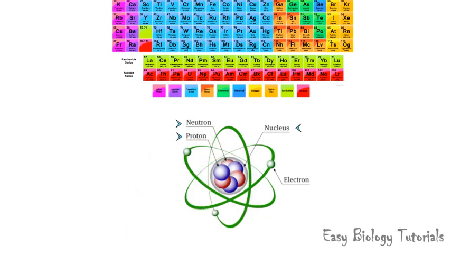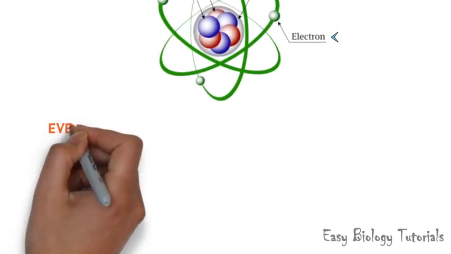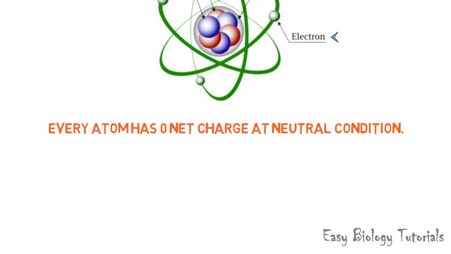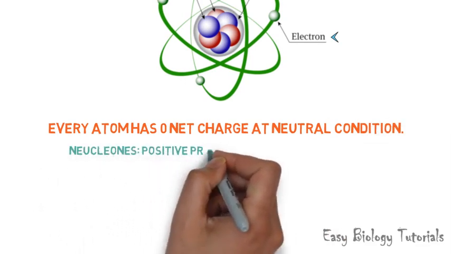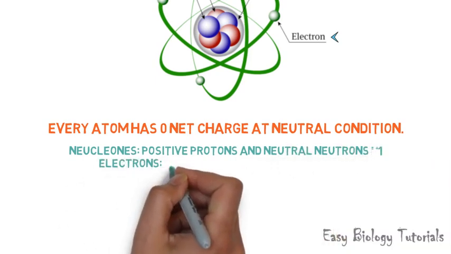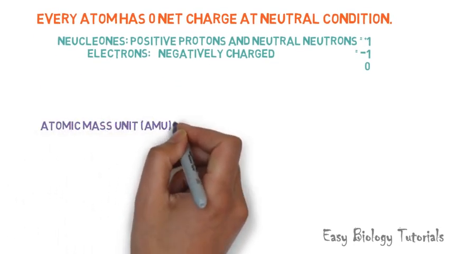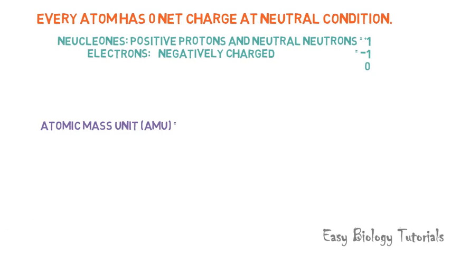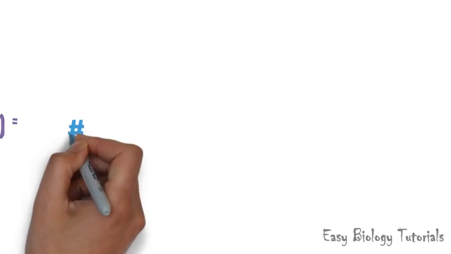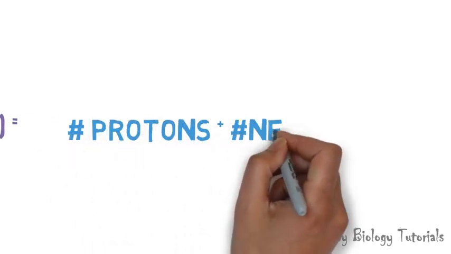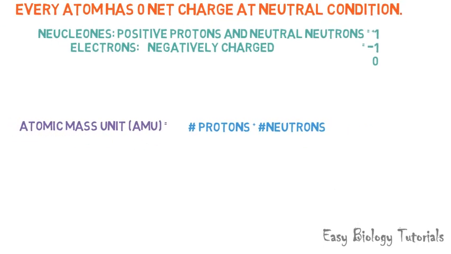Proton is positively charged, and the third one is electron. Electron is rotating around the orbital of the nucleus of the atom. Every atom has zero net charge at neutral condition. Nucleons consist of positive proton and neutral neutron, making plus 1 charge, and electrons are negatively charged, minus 1 charge. So the calculation is zero net charge. Atomic mass unit, AMU. Every atom has its own mass, and that mass can be calculated by the number of protons plus number of neutrons of that specific atom.